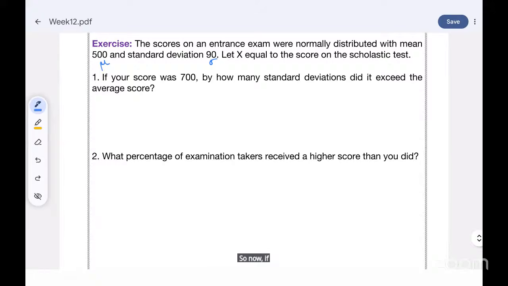Now if your score was 700, by how many standard deviations did it exceed the average score? For this, what do you need to calculate? Simply calculate the Z value, because that tells you how many standard deviations it is. X minus mu by sigma, so 700 minus 500 by 90. So 200 by 90. What is the answer? 200 by 90 is 2.22. Yes, ma'am.